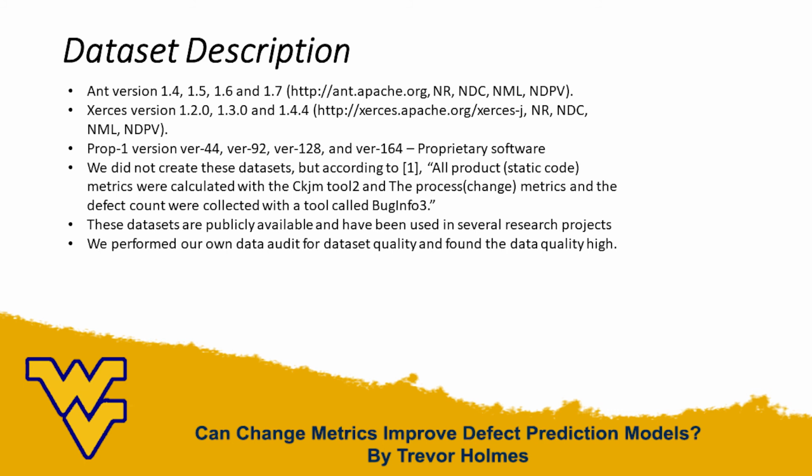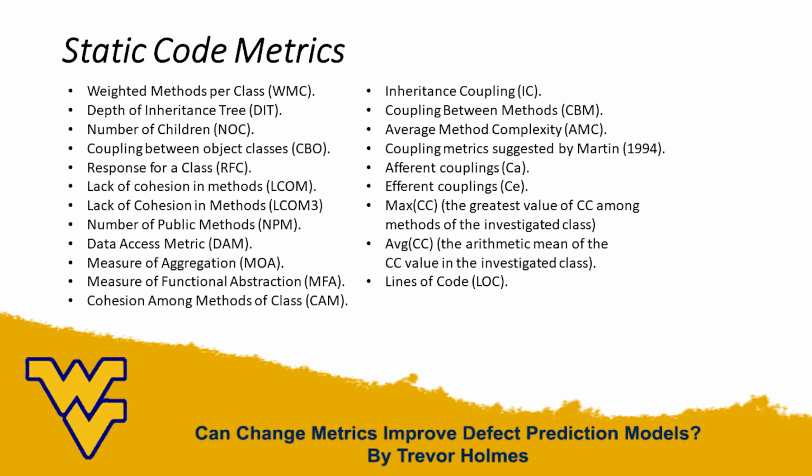Madeyski also noted all product static code metrics were calculated with the CKJM tool, and the process or change metrics and the defect count were collected with a tool called BugInfo. We also did our own data audit for data quality and found the data quality very high. So the static code metrics we used are listed here.